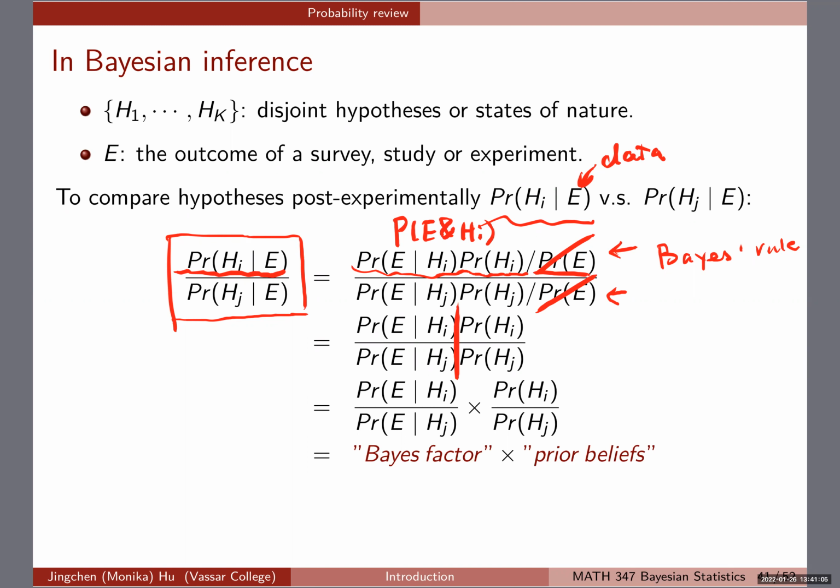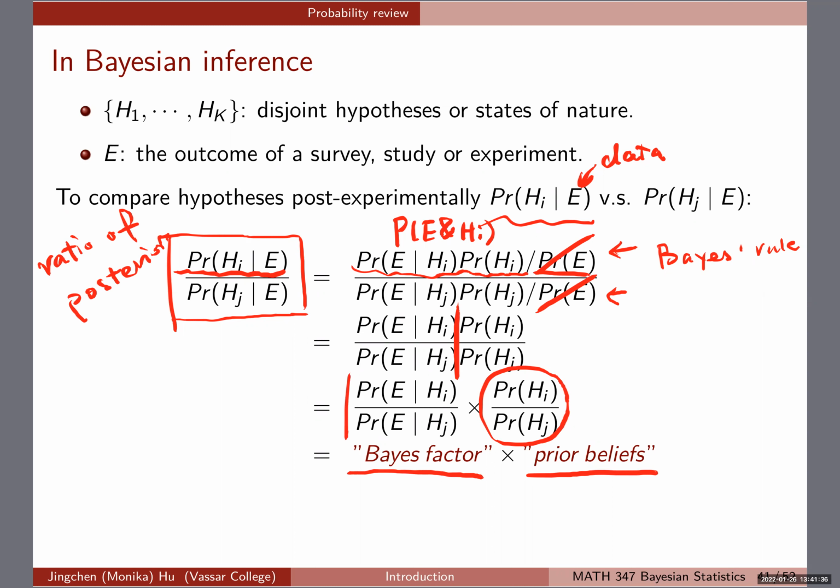I'm going to define that in a second. And then afterwards, we have the second term, which is the ratio of the prior. So now you can see that if I'm looking at the ratio of the posterior, that is what we're doing over here. For doing that on the left-hand side, eventually we're able to express the ratio of the posterior as the product of what we call the Bayes factor times the prior, which is the probability of HI over the probability of HJ.